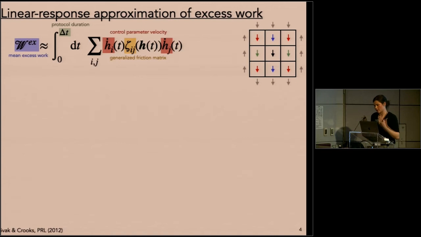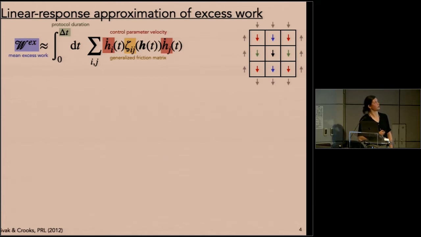So how do we talk about minimum work control protocols in this sort of context? When the protocol duration is long enough that your system is close to equilibrium, not quite in equilibrium, but close to equilibrium, the excess work during the control protocol can be approximated with linear response theory to have this particular form. So the excess work depends on the protocol duration.